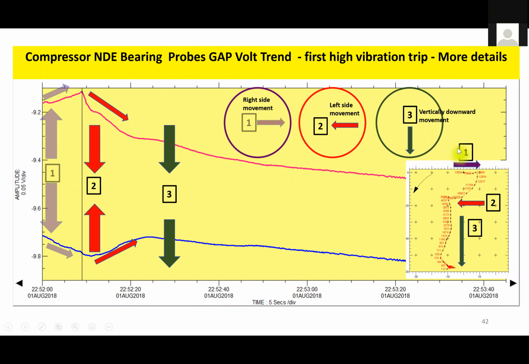Then during the second condition, it slightly moved to the left side again. So that's how the shaft center line was moving to the left side, and the gap voltage trends are also showing that the shaft center line is moving towards the left side. And from then onwards, it had a normal coast down. That is your point number 3 as such there.